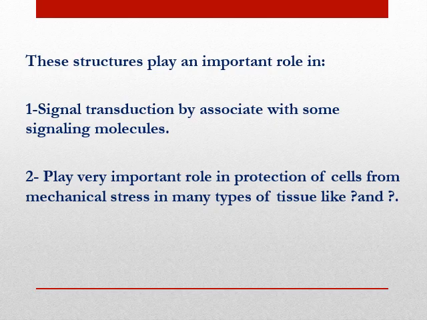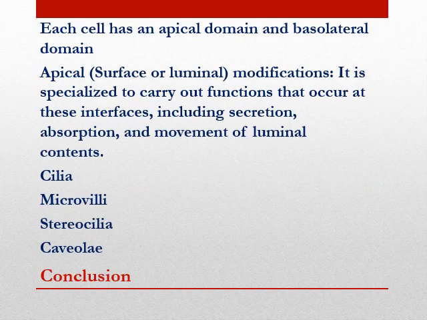And they also play a very important role in protection of cells from mechanical stress in many types of tissue like endothelial and skeletal muscle. So the conclusion of this lecture is that each cell has an apical domain and a basolateral domain.